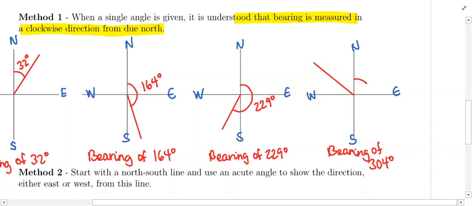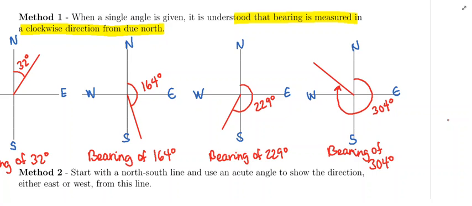So we'll say it's approximately here. Look at the rotation. It's going to be this amount. This is going to be 304. So that is the first method. And again, all you will be given is an angle. You have to know that the understanding is that you're rotating clockwise from due north.